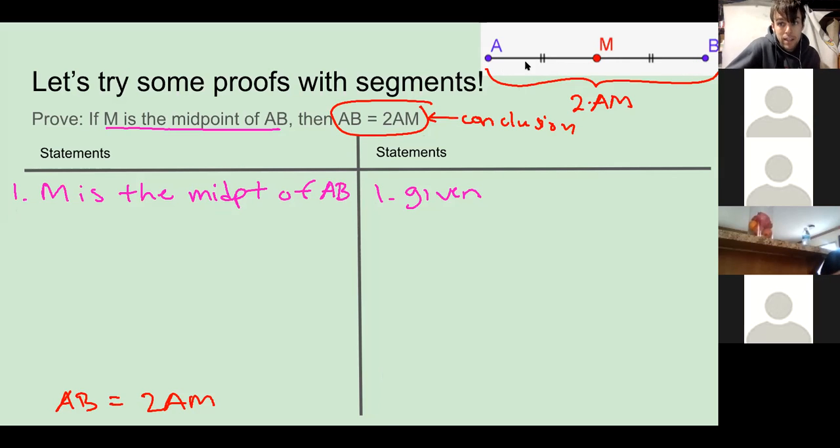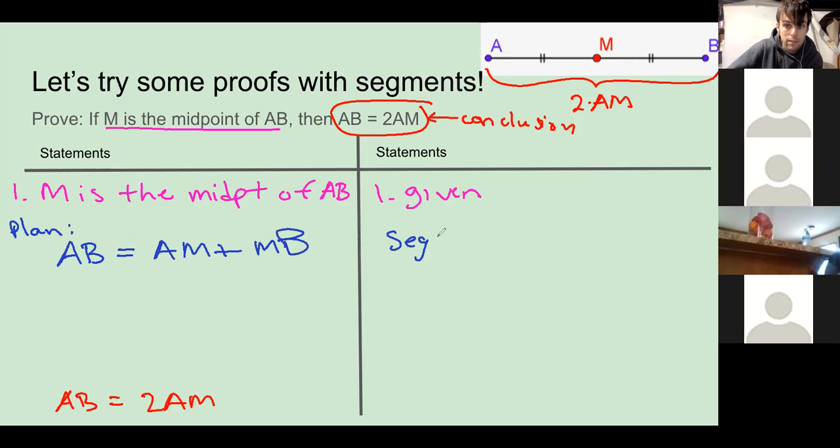Since we're dealing with a segment here, we could use the segment addition postulate. Just using the segment addition postulate for this would give us an equation like this. Again, this is my plan. I'm going to probably erase all this stuff in the middle to finish my proof. But using the segment addition postulate, I know that AB, the whole thing, is equal to AM plus MB.